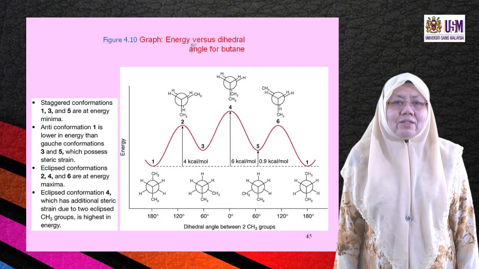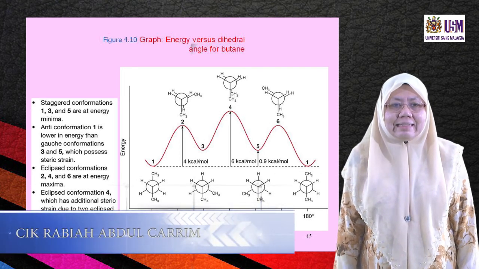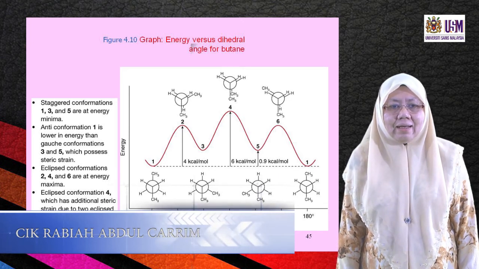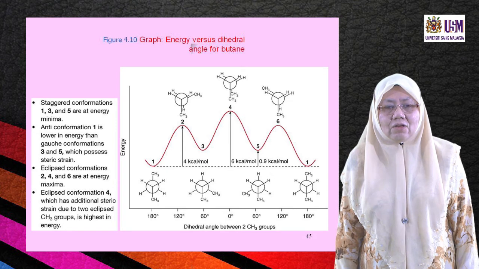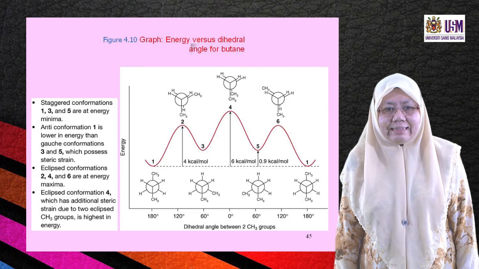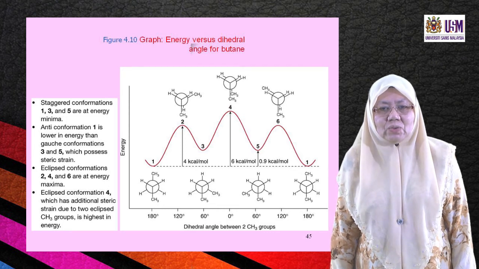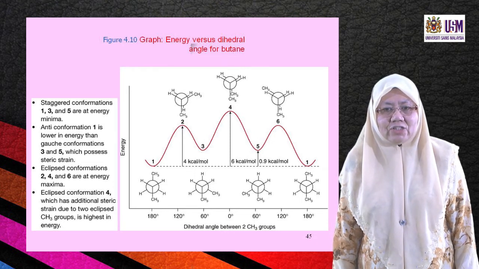Figure 4.10 shows a graph of energy versus dihedral angles for butane. The staggered conformations 1, 3 and 5 are at energy minima. Anti-conformation 1 is lower in energy than the gauche conformations 3 and 5, which possess steric strain. Eclipse conformations 2, 4 and 6 are at energy maxima. Eclipse conformation 4 has additional steric strain due to two eclipsed CH3 groups, and this is highest in energy.